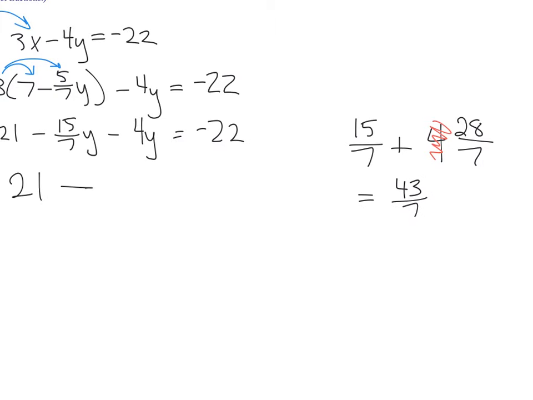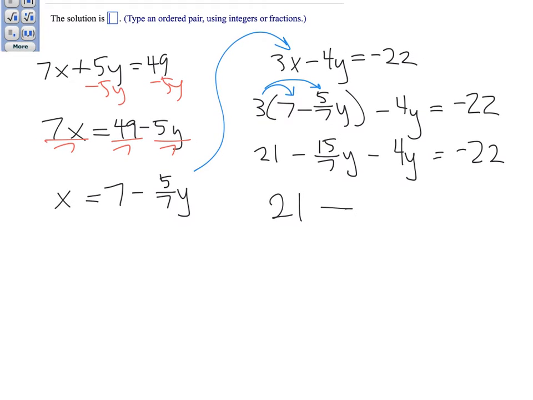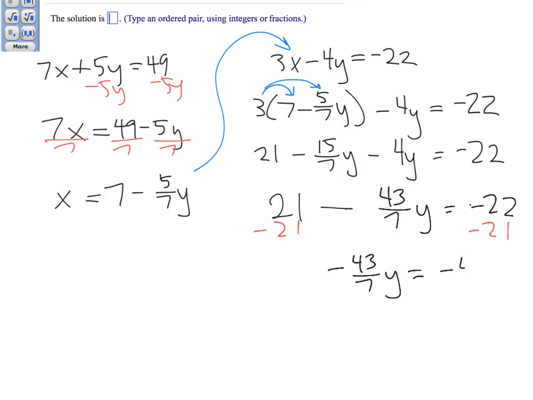All right, so now we go back over here. So this is minus 43/7 y is equal to negative 22. And so now we're going to subtract 21 from both sides. And so we end up with negative 43/7 y is equal to negative 43.